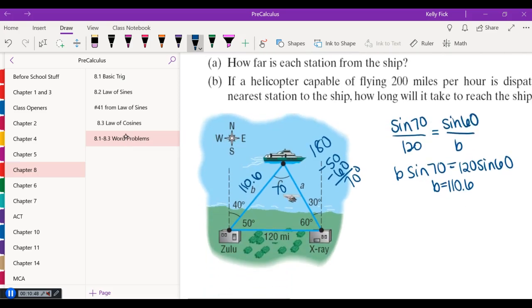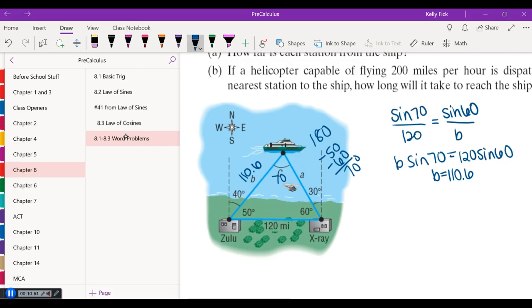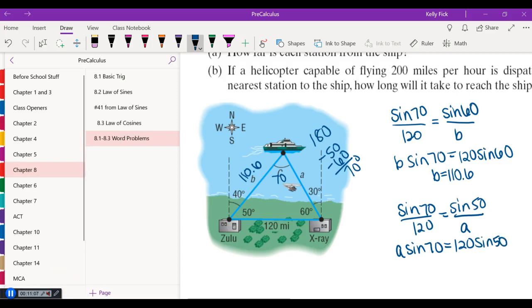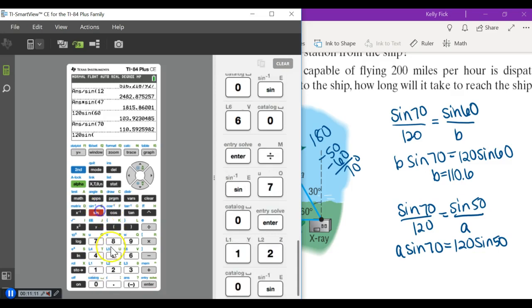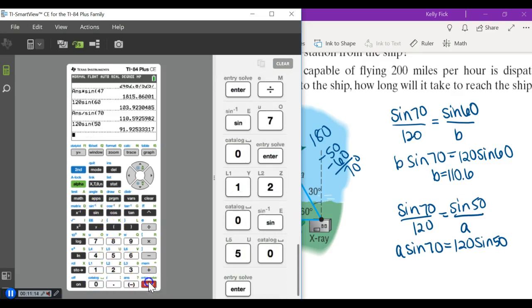Now I'm going to do the same thing for A, but I'm going to have sine of 70 over 120 equals sine of 50 over A. So A sine of 70 equals 120 sine of 50. Now I'm going to go to my calculator. 120 sine of 50 gives me this number, and then I would divide that by sine of 70.